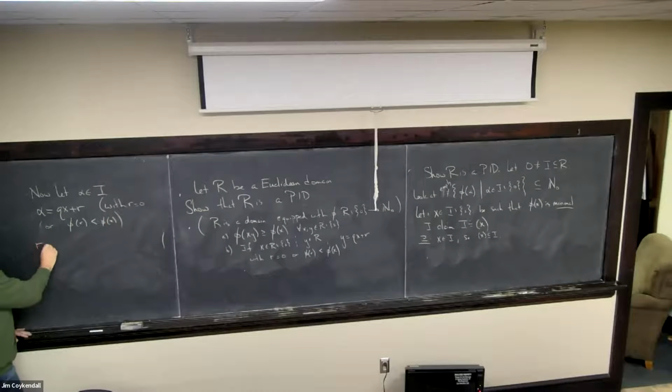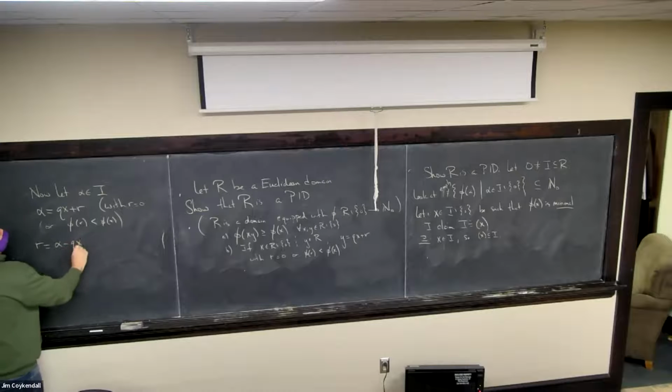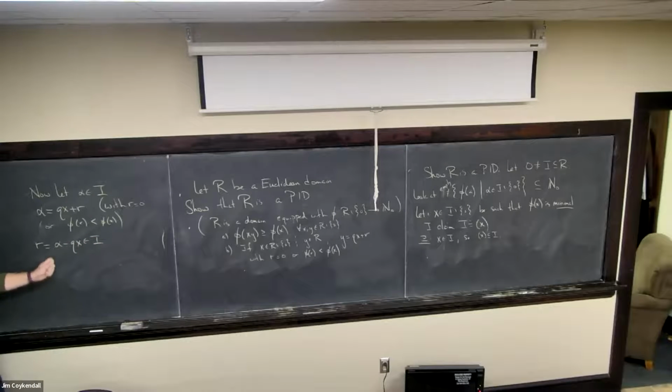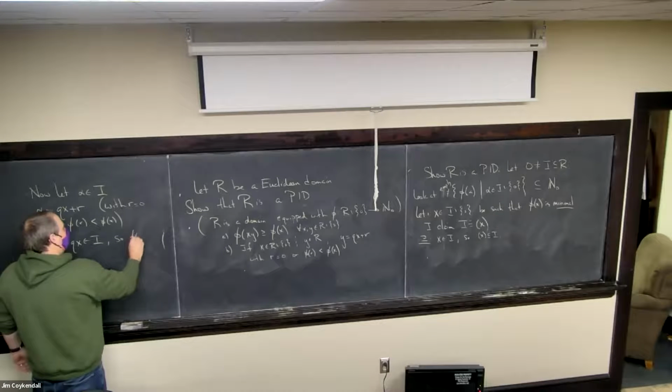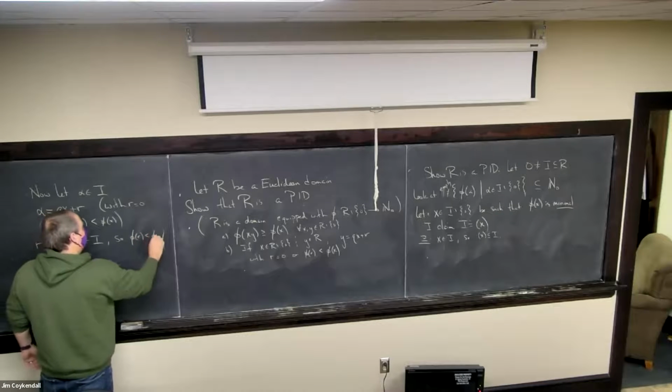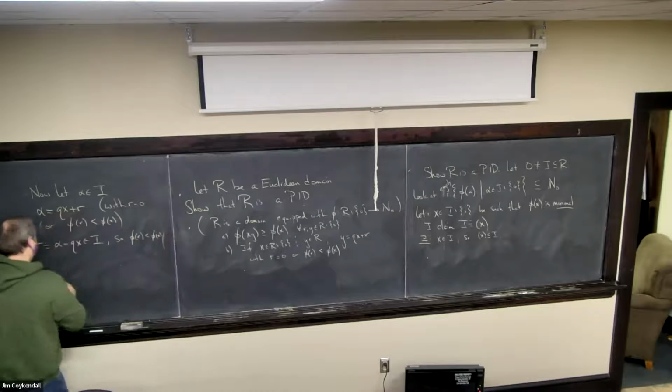Notice that R is actually an I, right? Because that's an I and X is an I. So this linear combination, namely R, is an I. So phi of R less than phi of X is impossible.